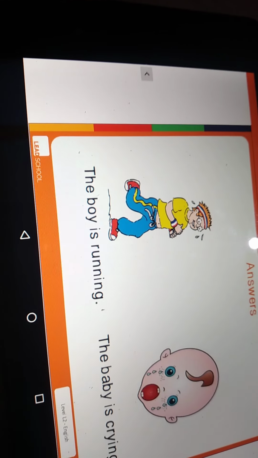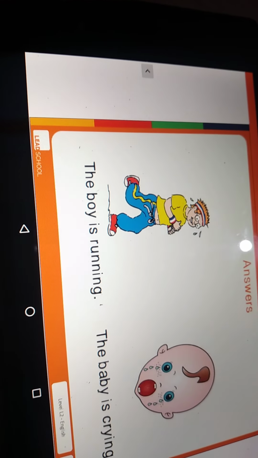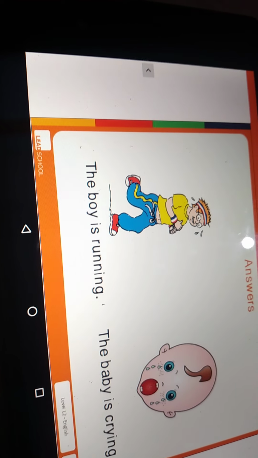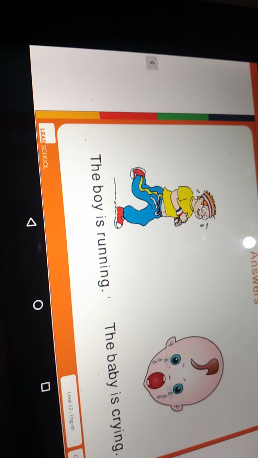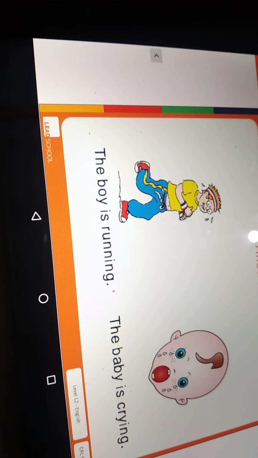Now can you understand, children, how you have to make a sentence? Every sentence needs a subject and a verb. Understand that, children? Okay, let's move on to the next concept.